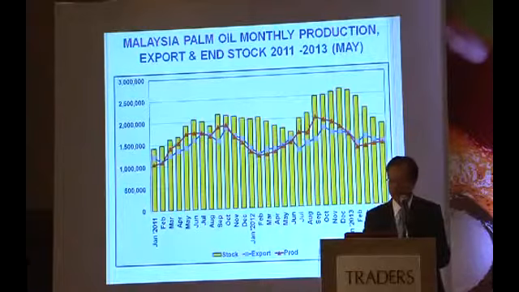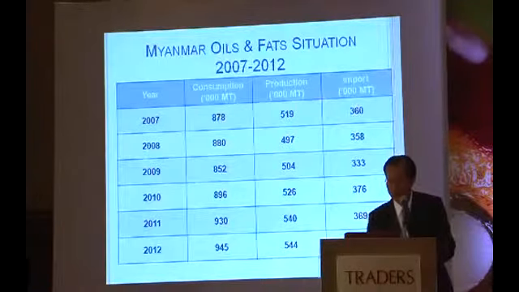export is in blue, production in red, and what we cannot export, especially since September last year or July last year, it accumulated as stocks. So that's how palm oil price weakened during the later part of last year because of stock build-up.